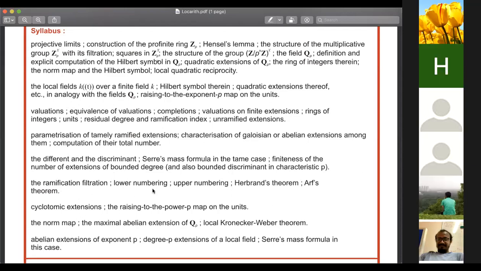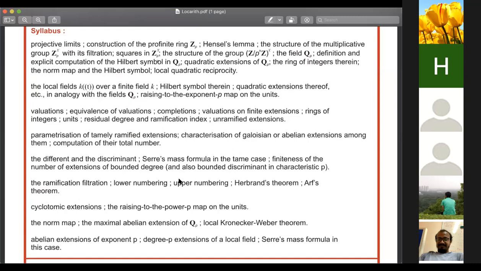Okay, and this ramification is actually something which gives you a filtration of the Galois group of a Galois extension of this kind of fields. So we will study this filtration and how it behaves with respect to passage to a subgroup or to a quotient group. Okay.